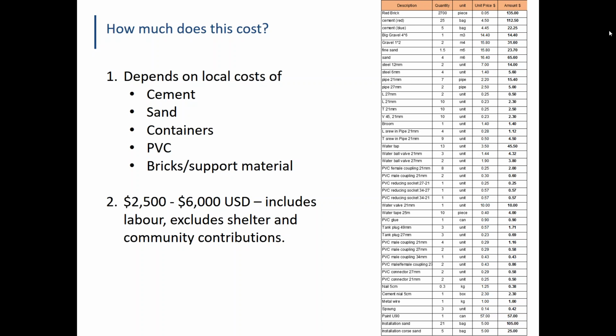Ray and I just broke down the types of local costs you should plan for, such as cement, sand, containers, PVC components, including the pipes, connectors, valves, taps, and other infrastructure components like bricks and support material. An example from the DRC is that tanks cost a lot there. And so we were able to recover food-grade containers from the beverage industry. Of course, we cleaned them out, but they worked well.